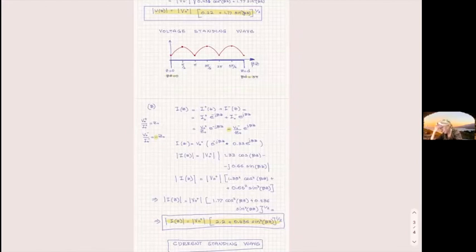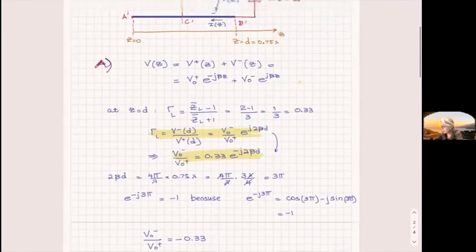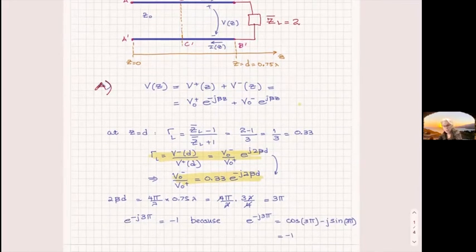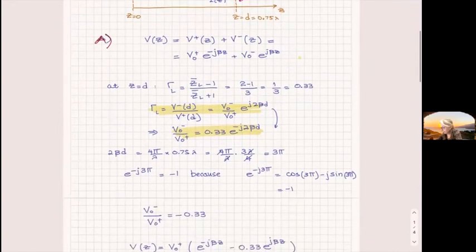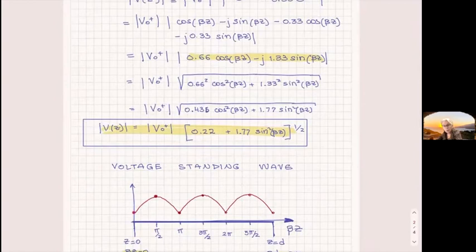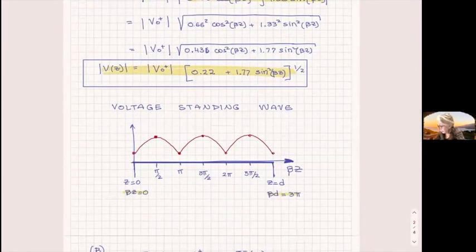In other words, if my load ZL were to be 50 ohms, my reflection coefficient would have been 0. And if my reflection coefficient would have been 0, my voltage standing wave would have been all a straight line. So practically for a 0 reflection, let me put here red.